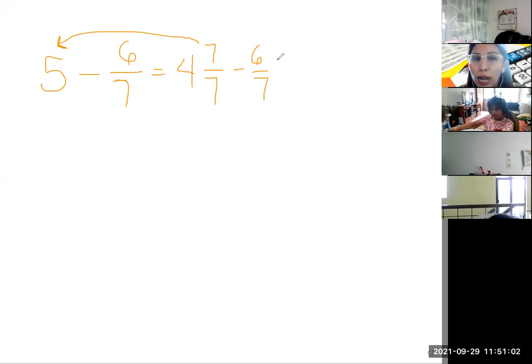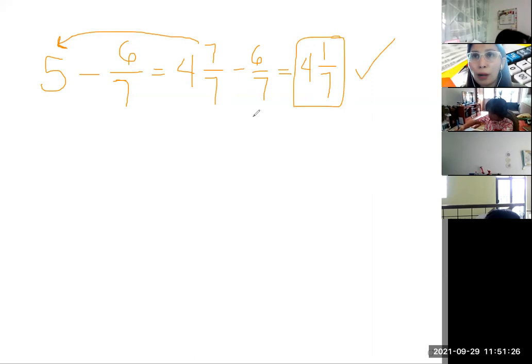Okay? Now, we can now subtract. Pwede na tayong mag-subtract. Let's copy na the whole number 4 and then subtract the fraction. So, 7 over 7 minus 6 over 7, it's 1 over 7. There. Parang nagbaborrow tayo in grade school, di ba? You cannot simply subtract bigger numbers sa ating subtrahend. Kailangan malaki yung minuend, right? Kailangan palaging malaki yung minuend for you to subtract.